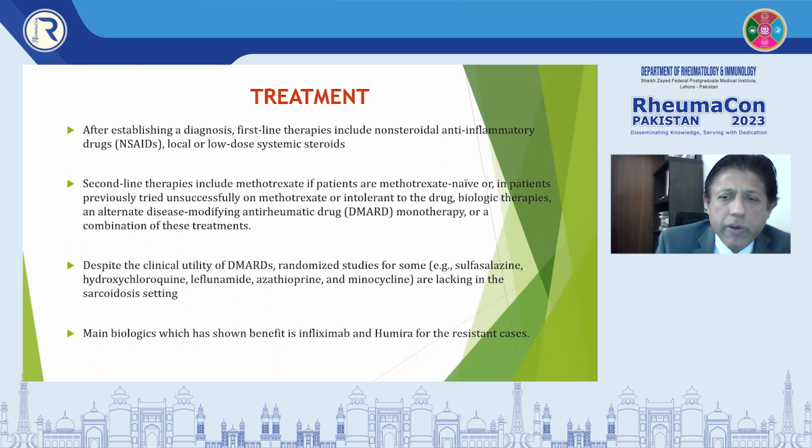Among the DMARDs, methotrexate has been the most studied and has more evidence compared to the other ones. But the other ones have also been tried if methotrexate is contraindicated and you can't put patients on biologics, such as sulfasalazine, hydroxychloroquine, leflunomide, azathioprine, and minocycline. The main biologics which have been helpful so far in the literature are infliximab and Humira.